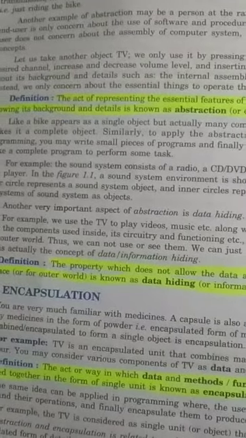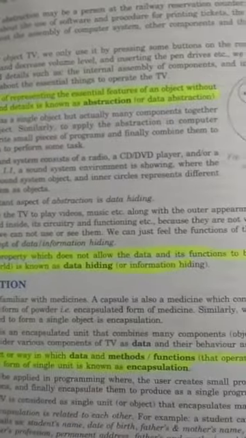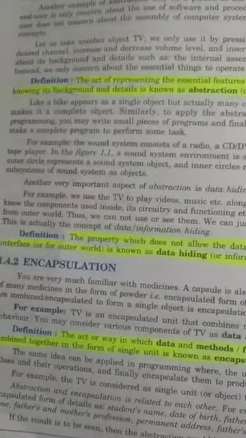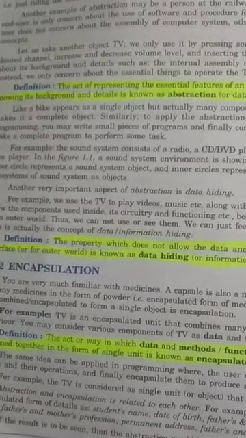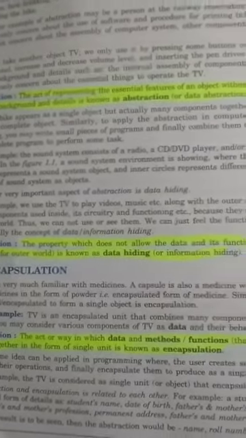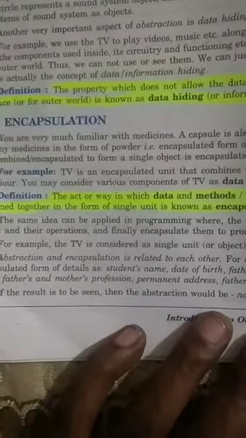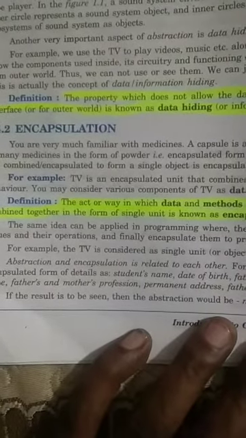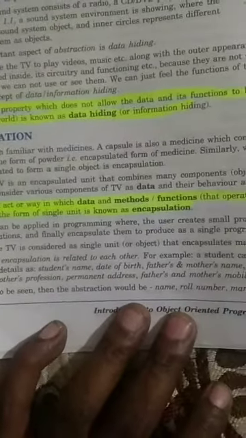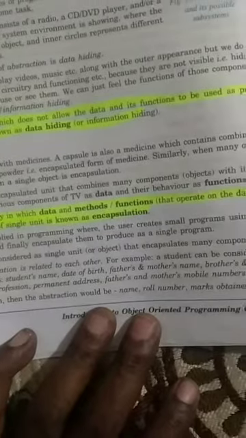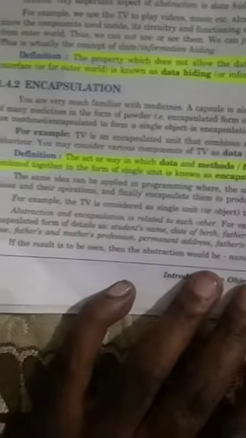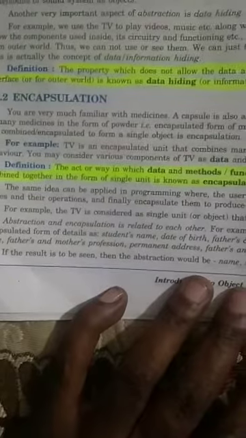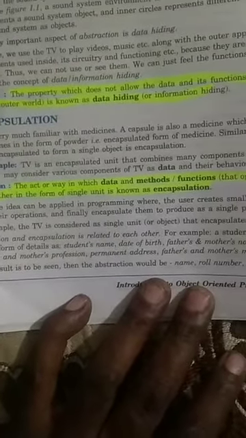The act of representing essential features of an object without knowing its background and details is known as abstraction or data abstraction. Okay, so this is the definition of data abstraction, and this is also known as data hiding. Also, the property which does not allow the data and its functions to be used as a public interface for the outer world is known as data hiding.